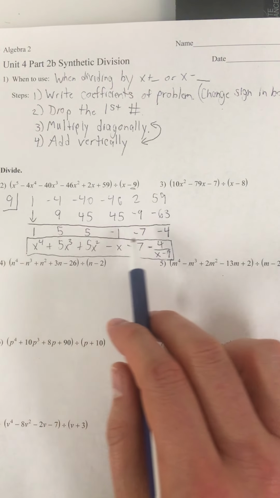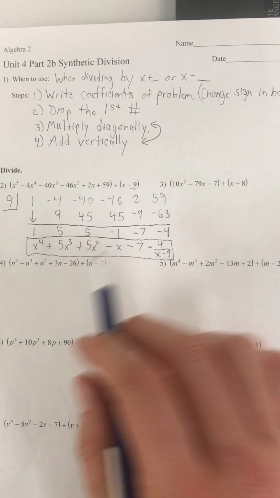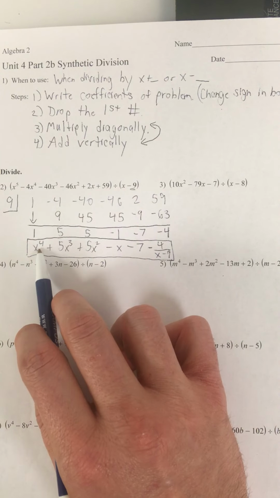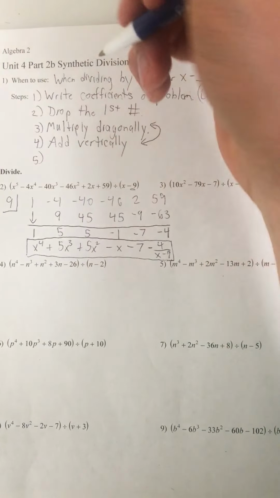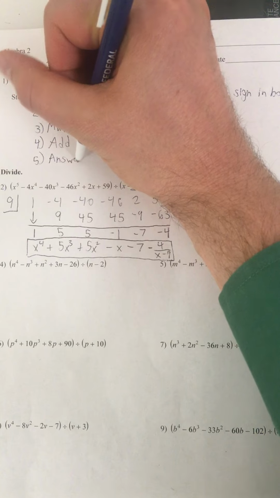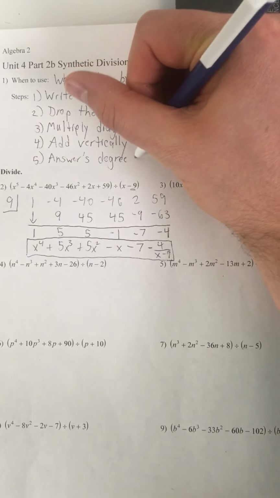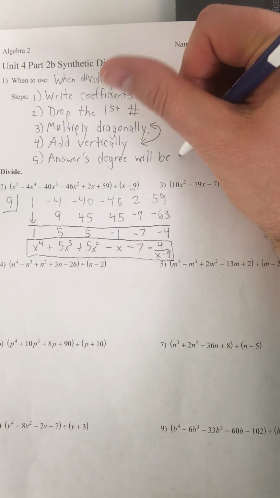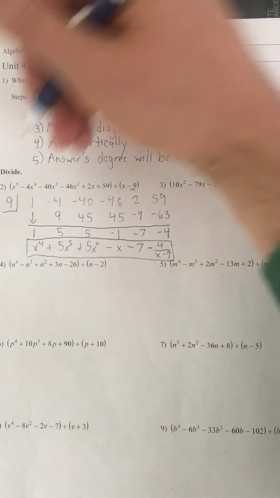And then once you've gotten all those numbers listed out, those answers, these are the coefficients. But remember, if the biggest exponent in the problem was x to the 5th, look at our answer. It's x to the 4th. So your answer's degree will be 1 less than the problem's degree. Answer degree will always be 1 less than the problem's degree.